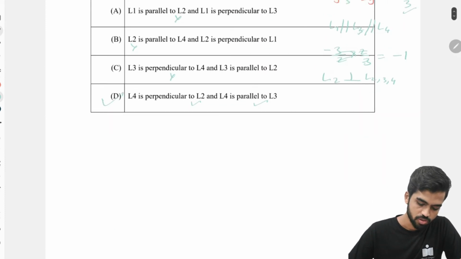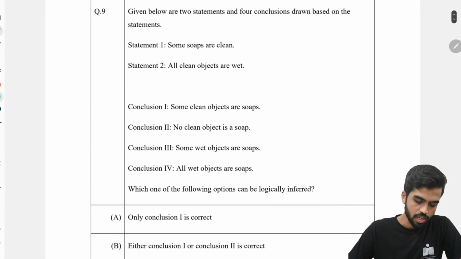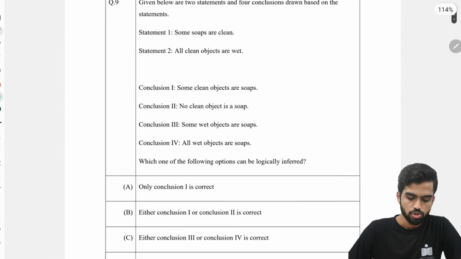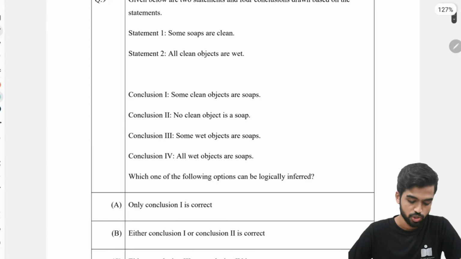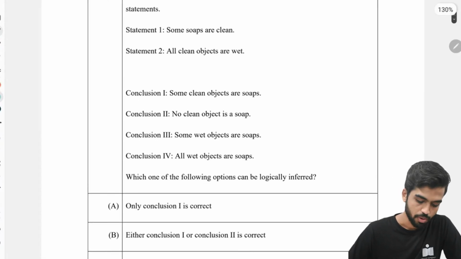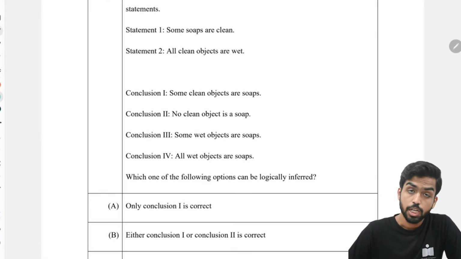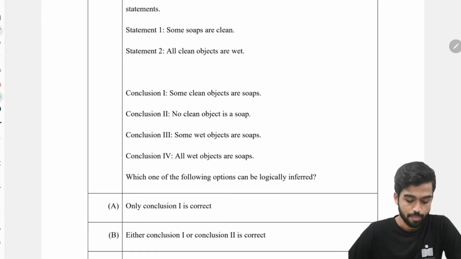Okay, so the next question. Given below are two statements and four conclusions drawn from them. I normally recommend refraining from such questions if you're not very confident about them. The first statement is some soaps are clean, and the second statement states that all clean objects are wet. The first conclusion they have given from these two statements is some clean objects are wet.